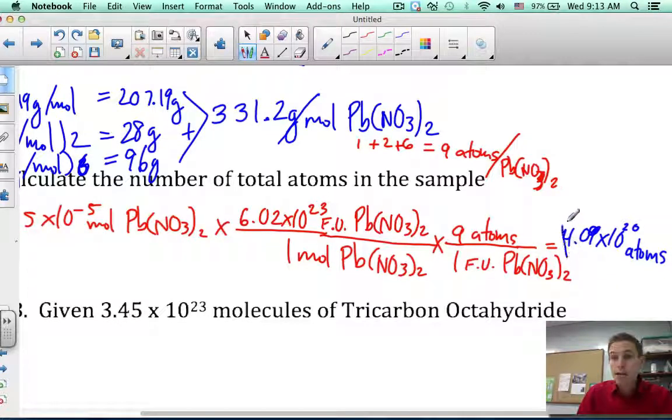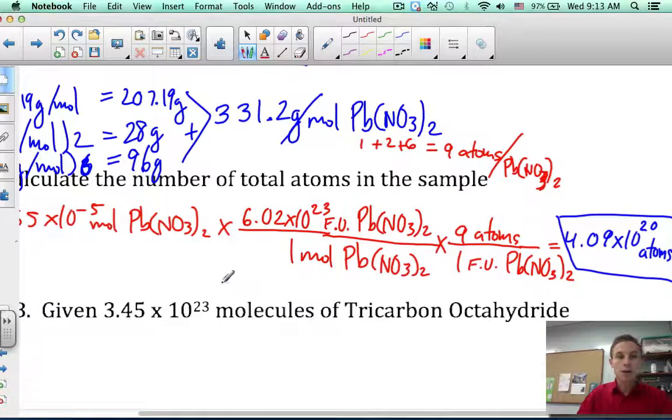That's all it is. Let me rewrite this whole thing, actually, just so the answer key is a little bit clearer for you to read. There we go. 4.09 times 10 to the 20th. And my unit is atoms. And I'm going to box my answer.